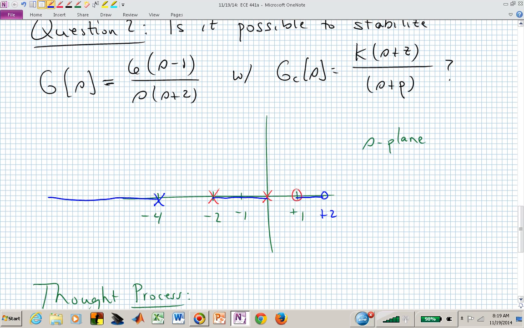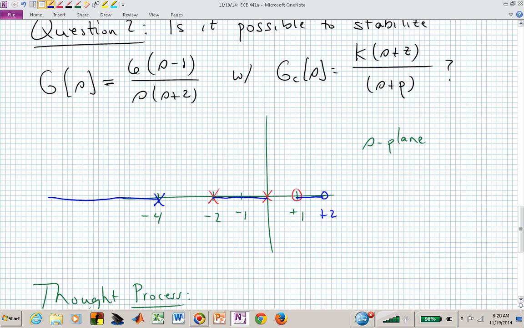Now what does the root locus look like? Are we done with the root locus though? If we had to sketch a complete root locus, are we finished? How many closed loop poles do we have? 3. We had 3 open loop, we're going to have 3 closed loop. So we have 3 branches of the root locus.